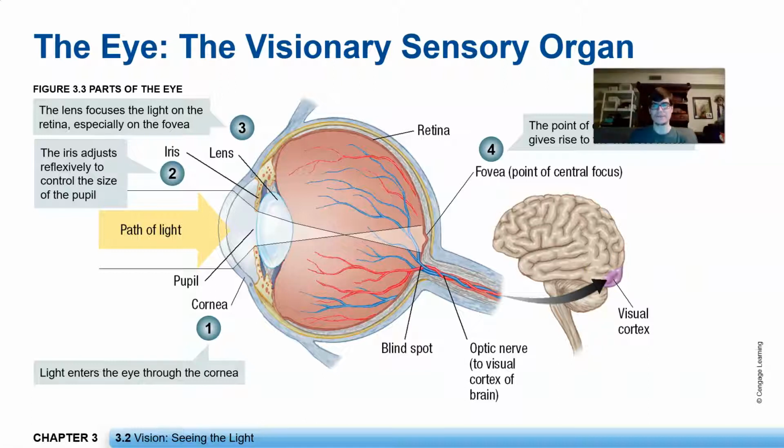But one other thing that I wanted to say is that right where the optic nerve is, is the only area in the back of your eye that can't pick up on any light waves, because obviously that's where the optic nerve is. And so you have something known as a blind spot.